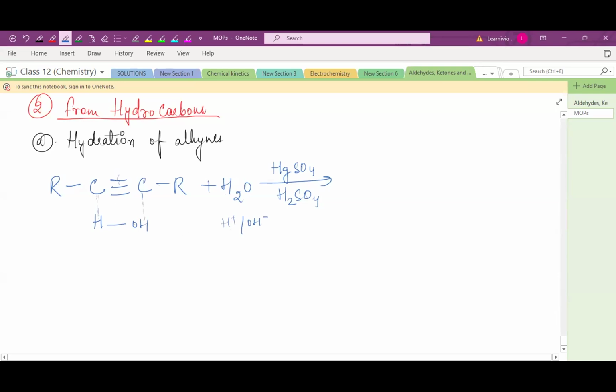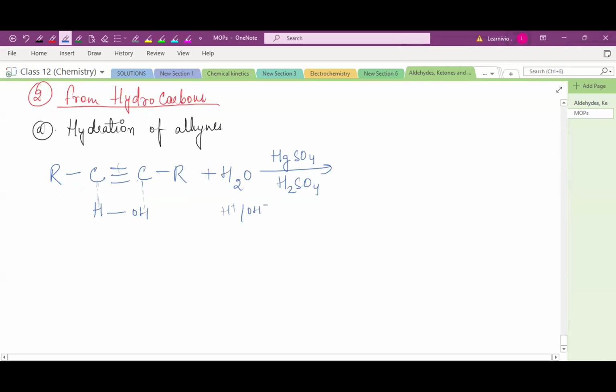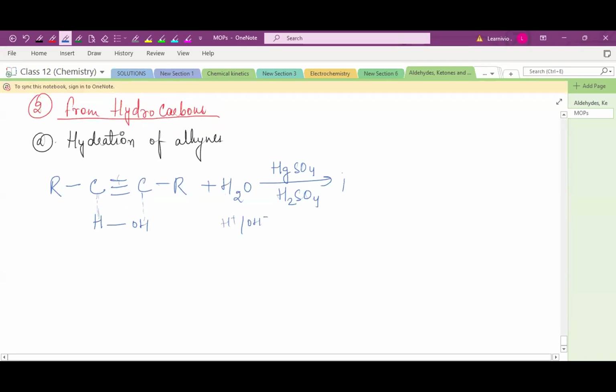When you break one pi bond between the carbon-carbon triple bond, this hydrogen will get attached to this carbon, and OH will get attached to this carbon. Now what happens? When you attach, this will become RCH, and this will be a double bond. One pi bond will break so that it becomes a double bond carbon and this R.